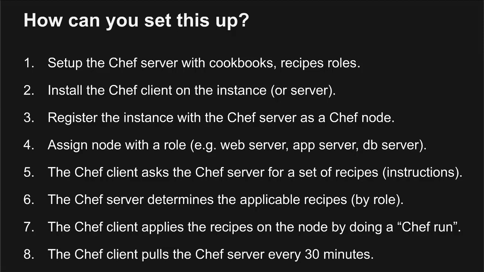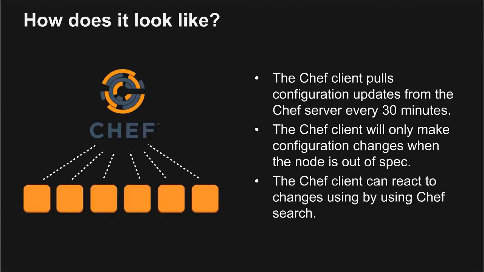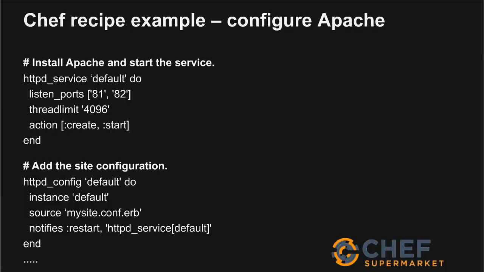The Chef client then asks the Chef server for a set of recipes. The server determines the applicable recipes, and the client then applies those recipes on the node. And then this happens every 30 minutes. The client polls the Chef server to see if there are any new recipes. The downside of this is you have to maintain the server, and those steps are a lot of configuration that you have to do there. So we'll talk about how to do this much easier in a second here.